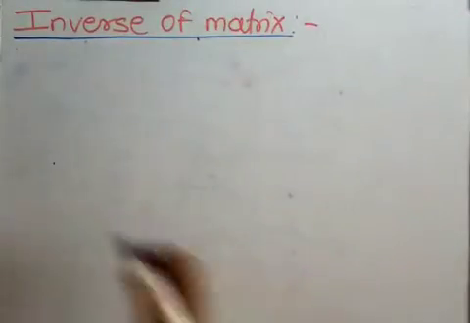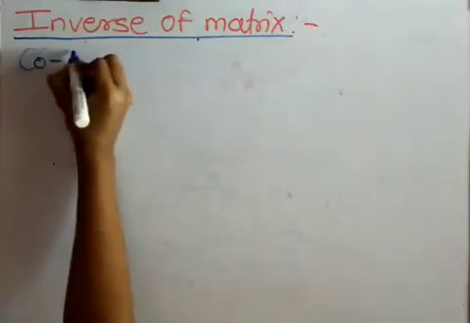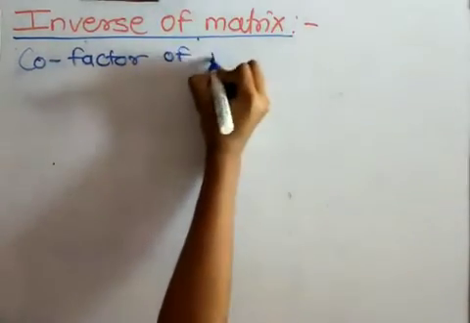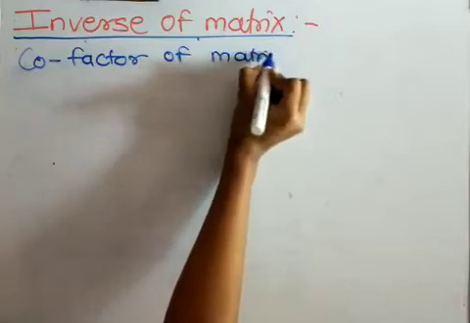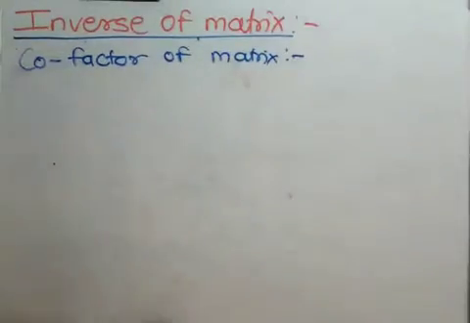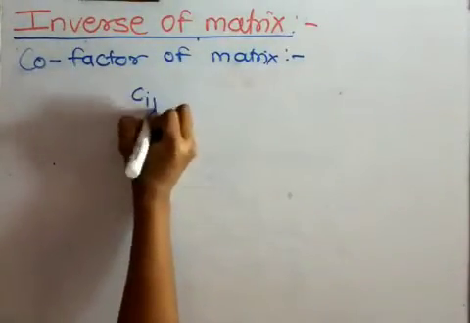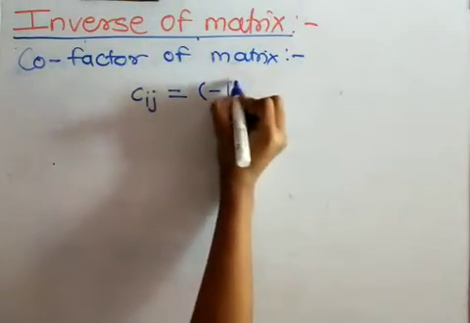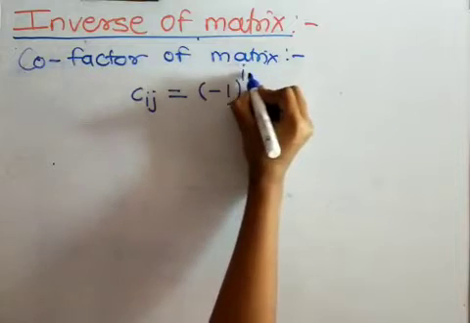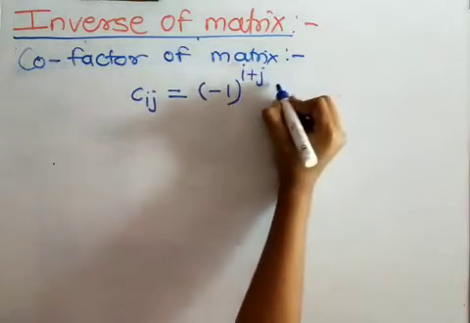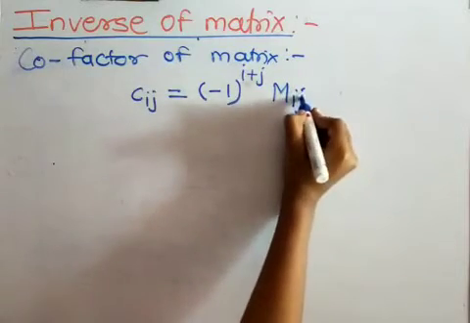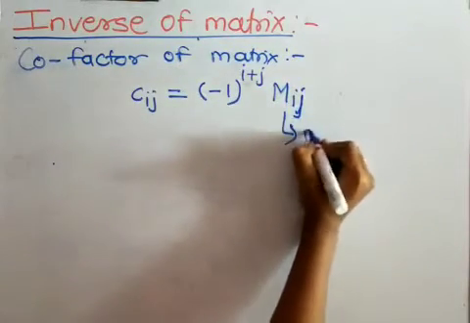Okay. So first we want to know what the cofactor of a matrix is. There is one formula for the cofactor: Cij equals minus 1 raised to i plus j into Mij. Mij is nothing but the minor of A.